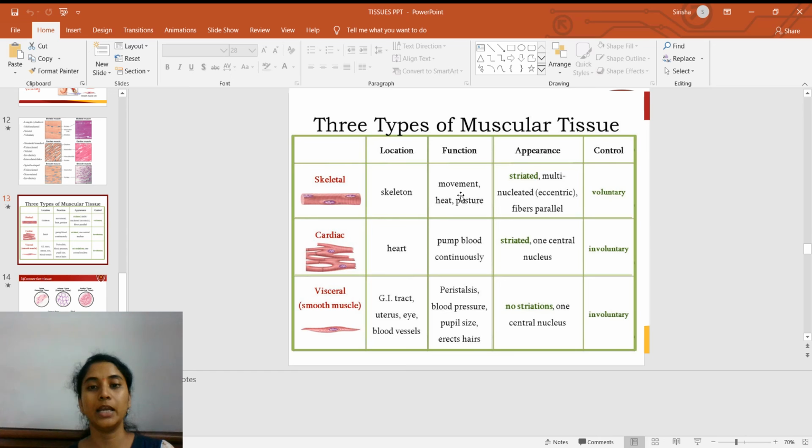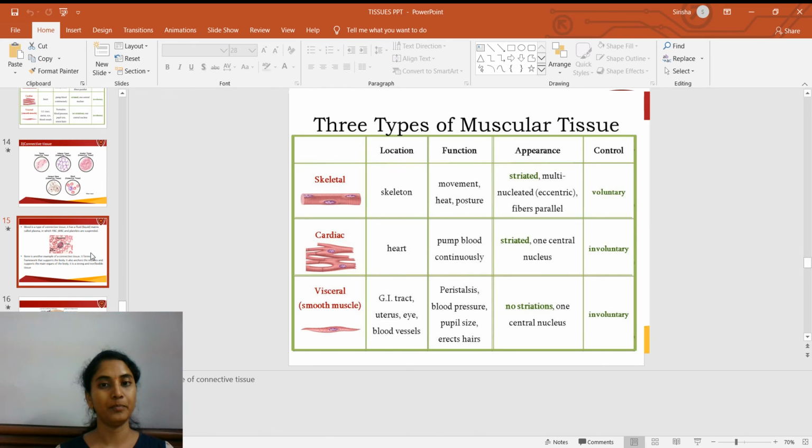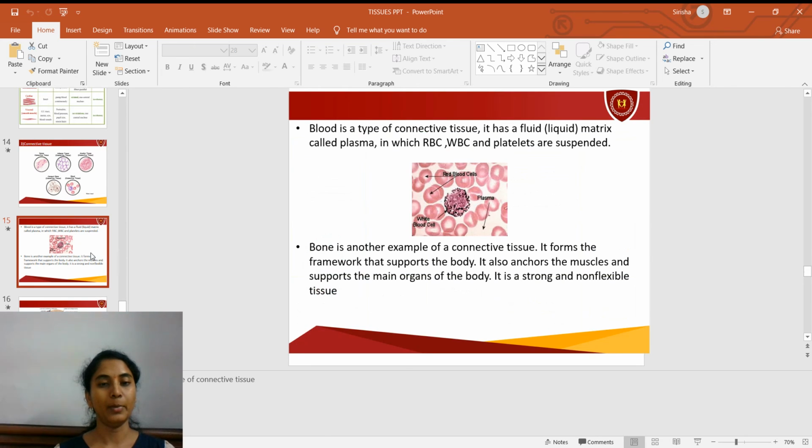And the function of skeletal muscular tissue is movement, and cardiac muscle is pumping blood. The heart function, as said, and smooth muscles like peristalsis. The gustatory movement is called peristalsis for the free movement of our gut. Gut is nothing but the intestinal tract. Next is blood pressure and pupil size. The pupil which is present inside our eye is the best example of smooth muscle. They are involuntary actions. Those actions are not in our hands. These are the different types of muscular tissues.